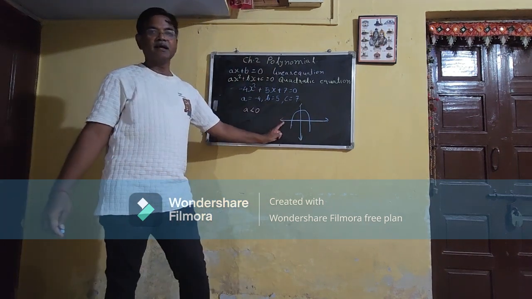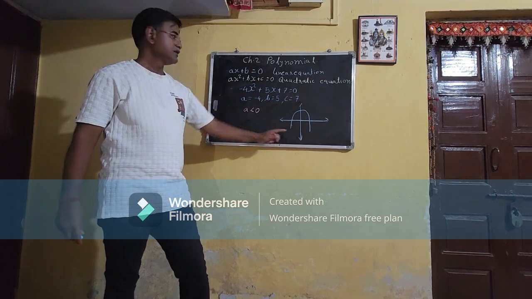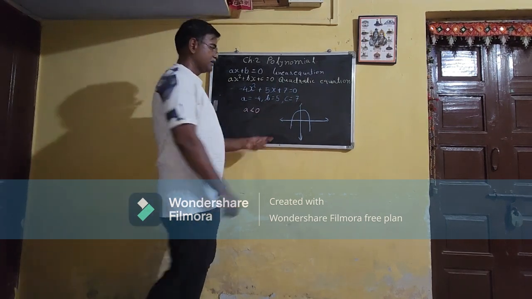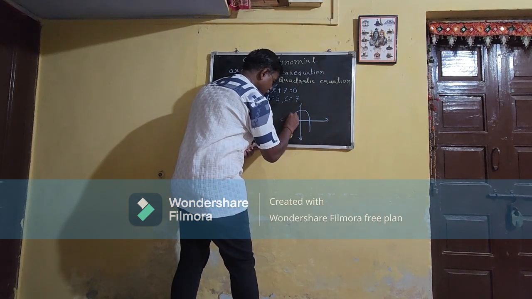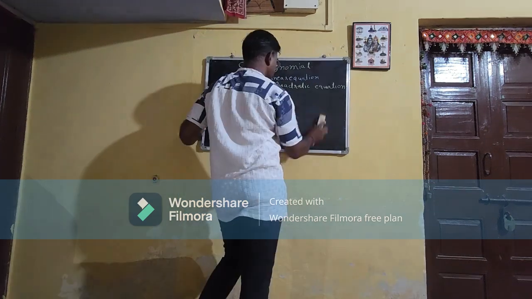this parabola is downsides. When a is less than 0, the graph will open downsides, with alpha and alpha dash.